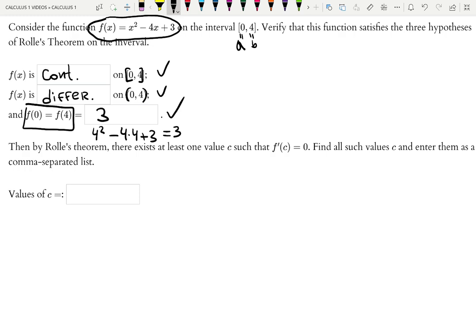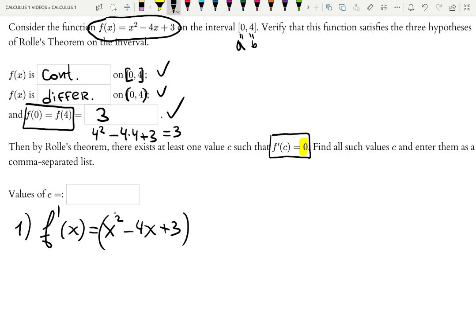Let's use the theorem to find c such that the derivative at c is 0. So we're looking for where the derivative is not positive and it's not negative, but 0. Well, for that, let's do step 1, find a derivative. The derivative for all x is (x squared minus 4x plus 3) prime, which is 2x minus 4. Solve it when 2x minus 4 is 0. 2x is 4, x is 2.